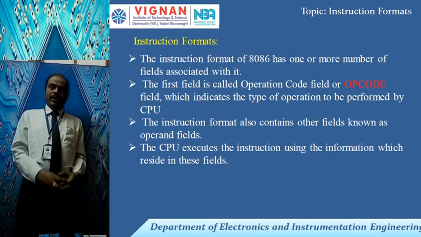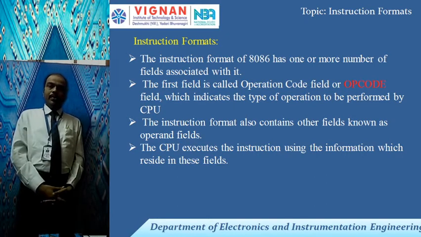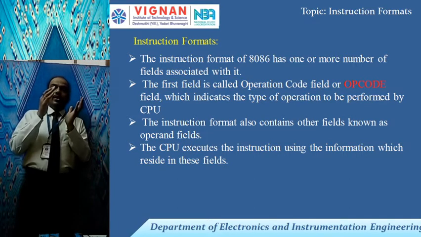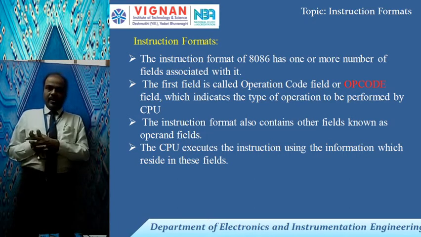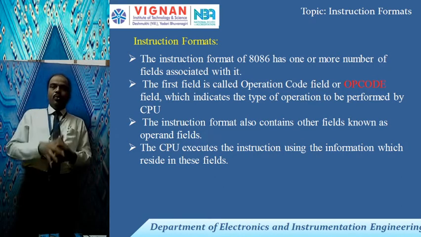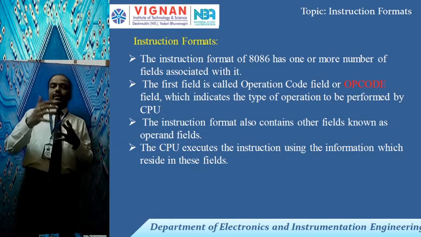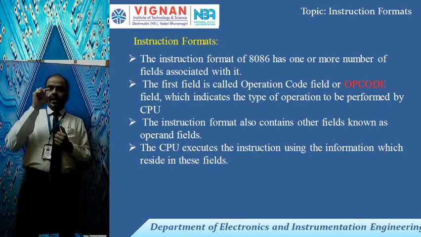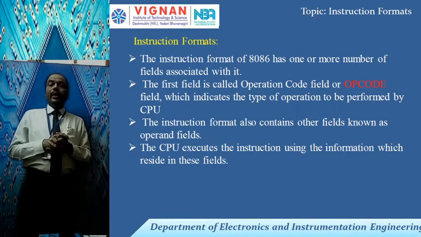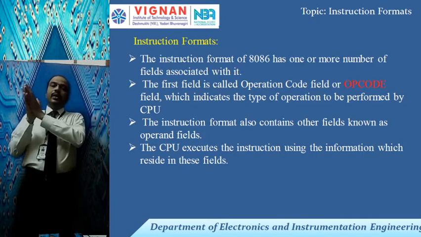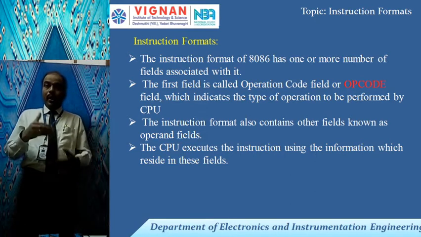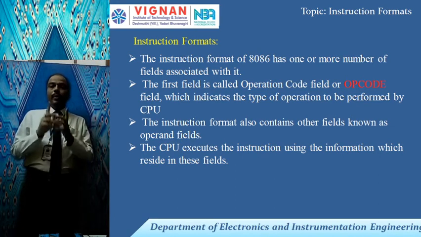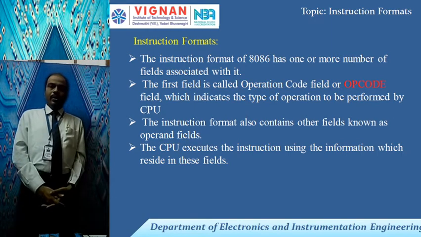The first field is the opcode field, also called the operation code field. It indicates the type of operation to be performed by the CPU. If you have the SUB instruction, you have to perform a subtraction. If you have ADD, you have to perform an addition. That is what the opcode indicates: the type of operation to be executed by the CPU.